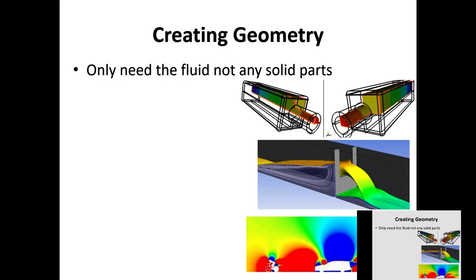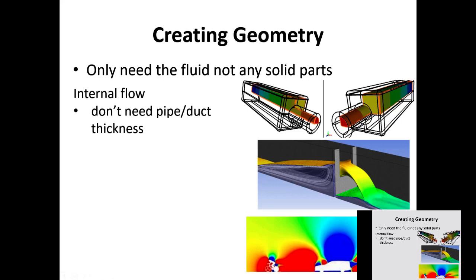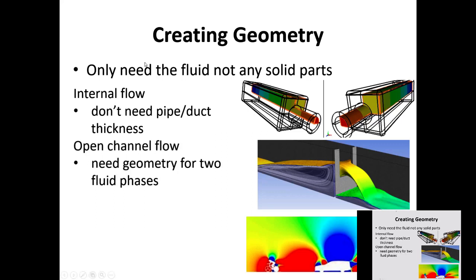Only the fluid. Okay. So, for example, in here, you have a square channel and a round pipe connected to it. You look at only the fluid inside, and you don't need the duct or the pipe thickness for your calculation.